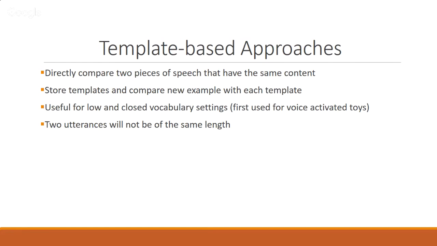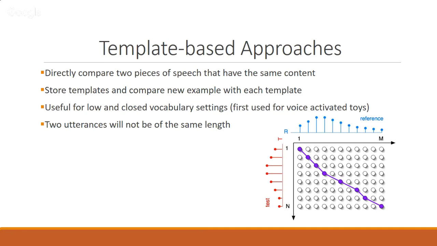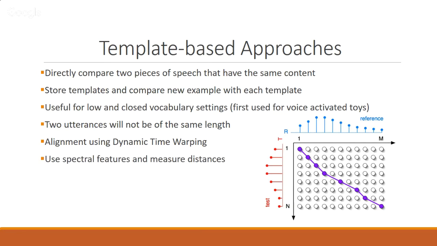One of the details in this is that when we speak, we don't speak at the same rate. So you may have stored a template that says something, but somebody else may say it much faster. So you use this technique called dynamic time warping, and basically you use that to align two pieces of speech together, and then you use various features from those, and then you measure the distance between those. So that's how template-based approaches work, very simple and intuitive.